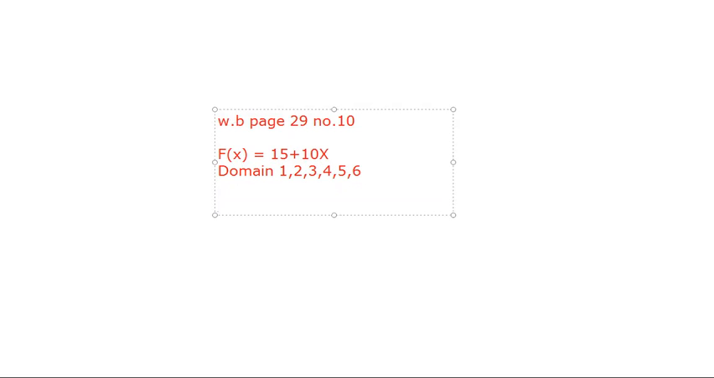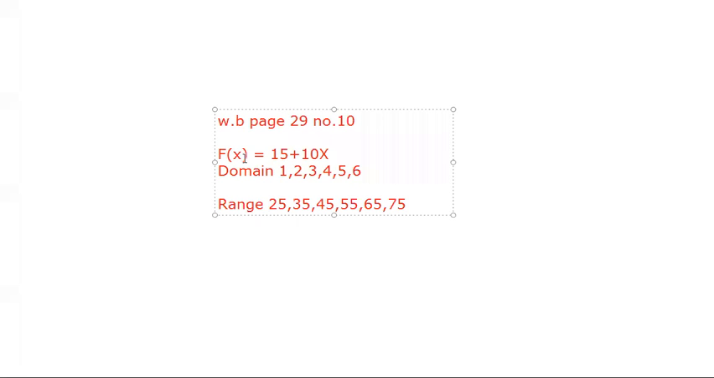Okay, if this is the domain, please tell me the range. How are we going to calculate the range? The range of this one will be 25, the second term 35, 45, 55, 65, and 75.